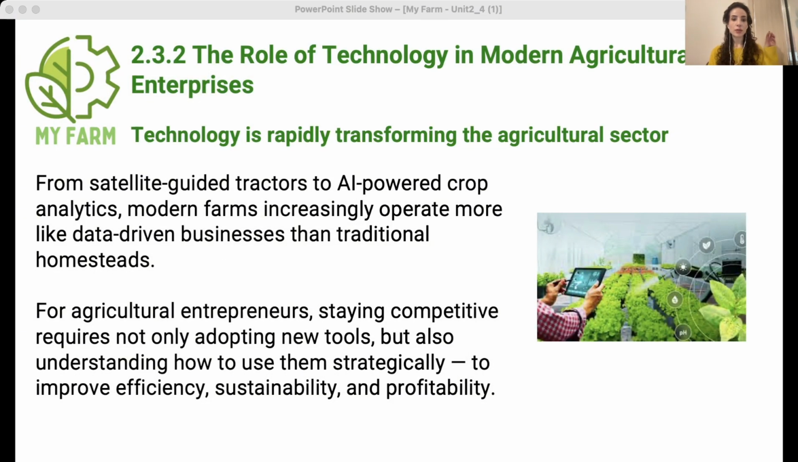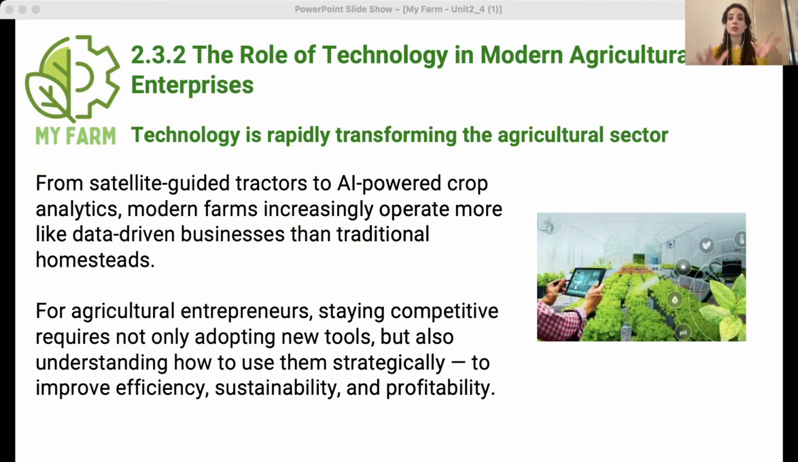We now shift our focus to the role of technology in modern agricultural enterprises. Today's farms increasingly operate as data-driven businesses rather than traditional production systems. Technology influences not only how food is produced, but also how it is monitored, marketed, and delivered.